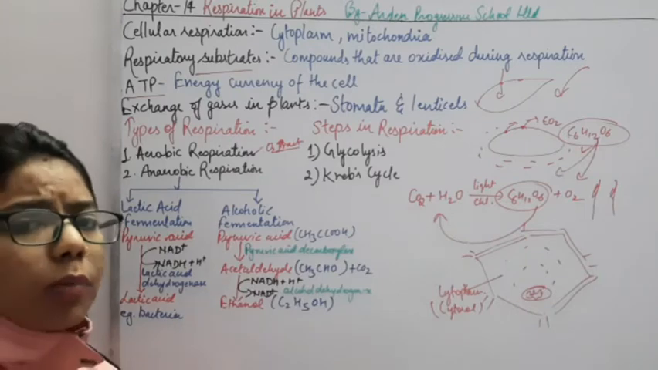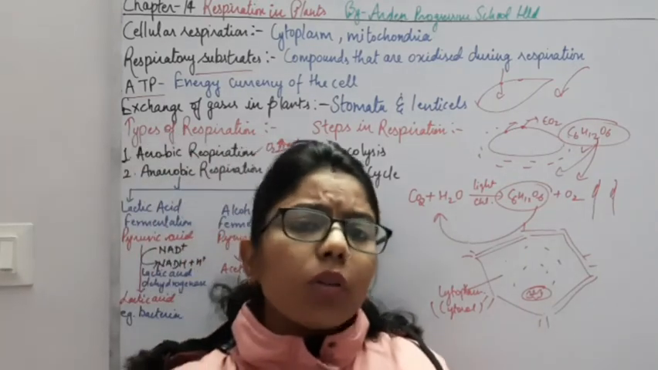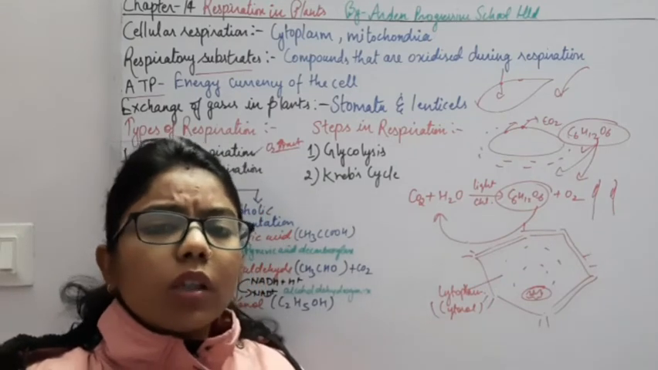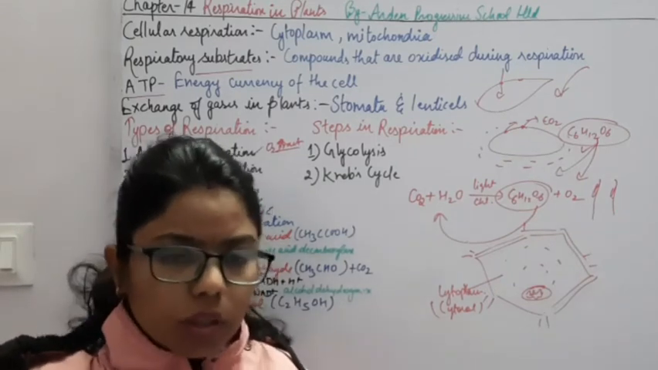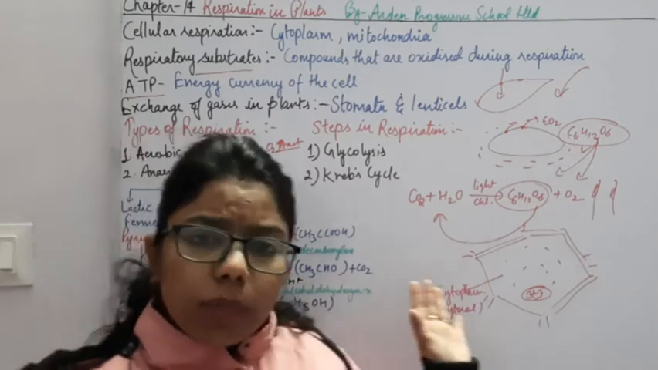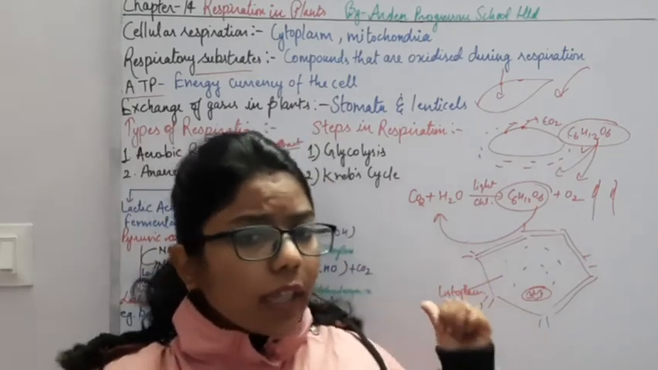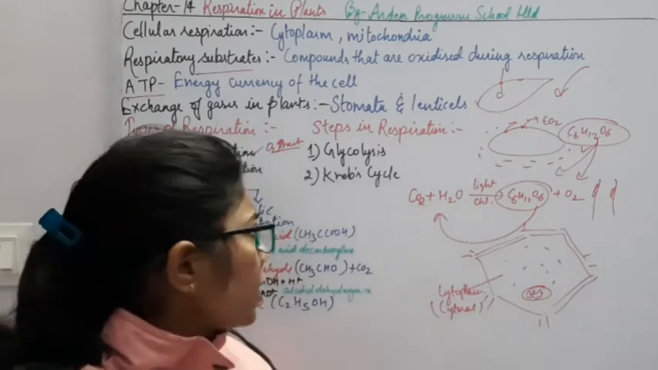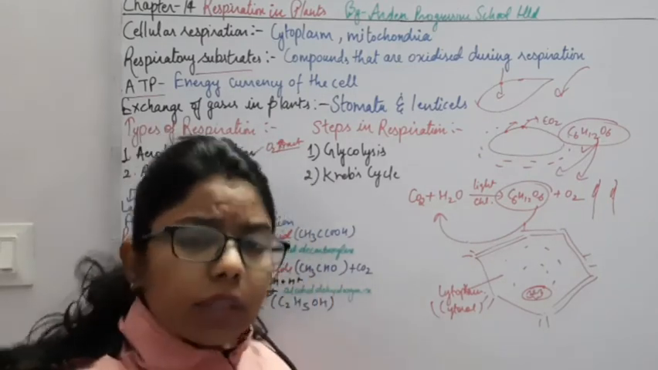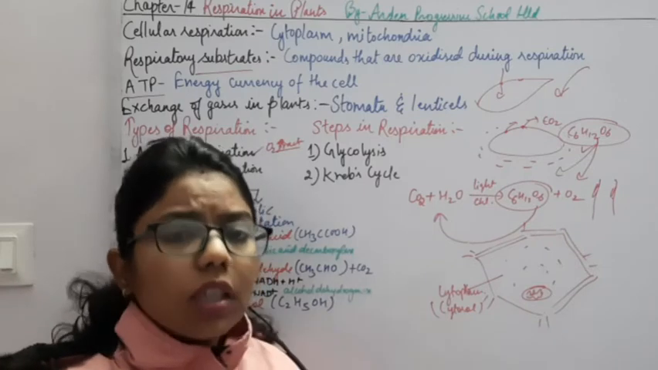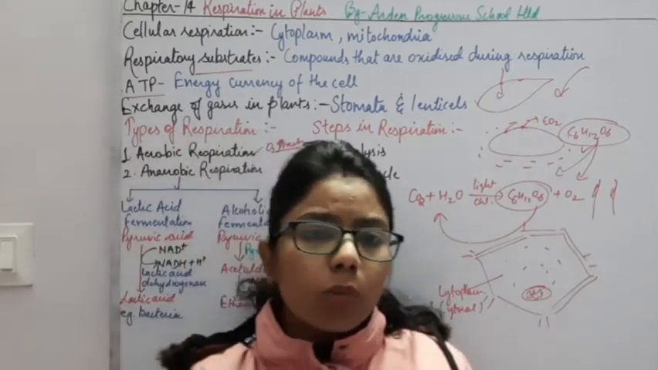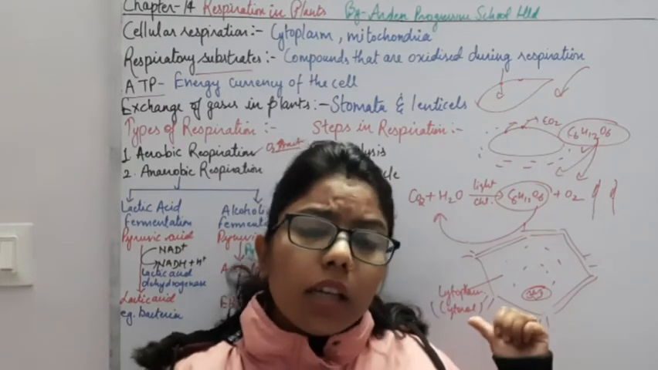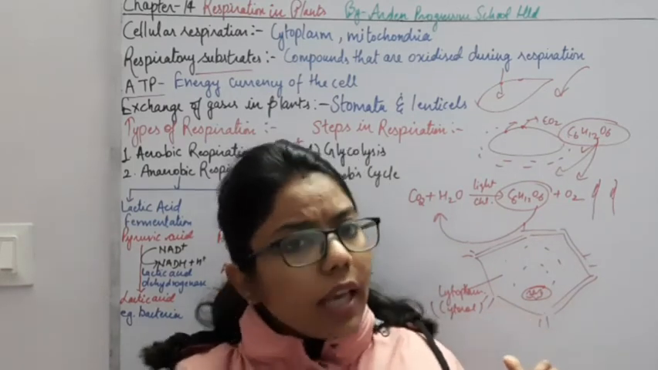Then comes anaerobic respiration. See, if you recall the primitive life on this earth, during that time the oxygen content was not that much. So the organisms present at that time had less oxygen. So they started living in the absence or lack of oxygen. Those are known as anaerobes. Anaerobes are those organisms which can live in the absence of oxygen, right?